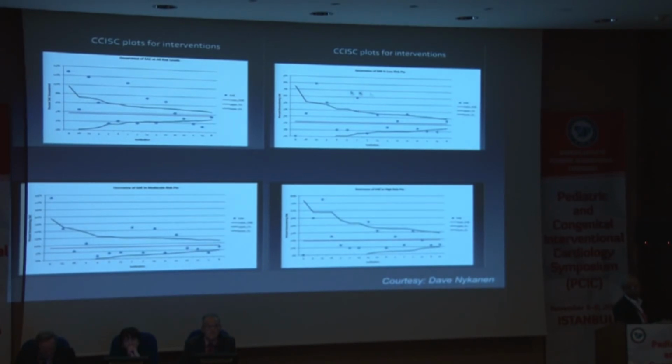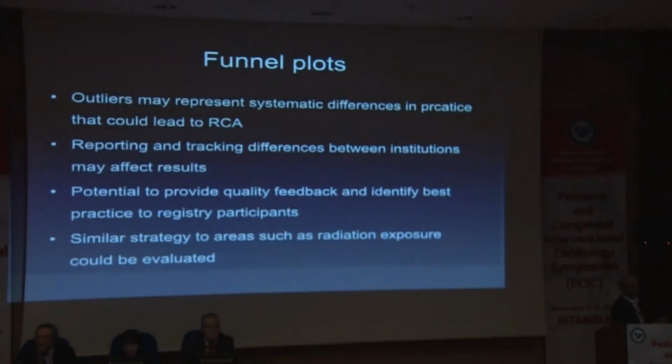For example, here, this plot shows adverse events in a low-risk population of patients. And here it's moderate risk, and this is in the high-risk patients, with a couple of units falling outside the confidence limits.